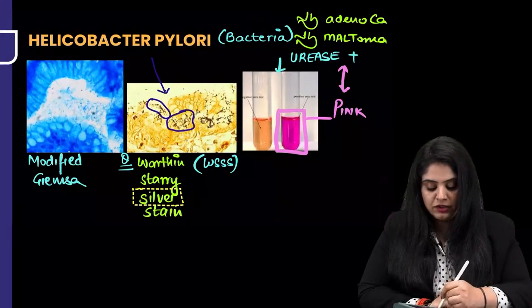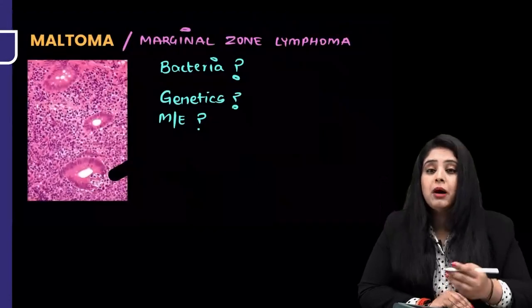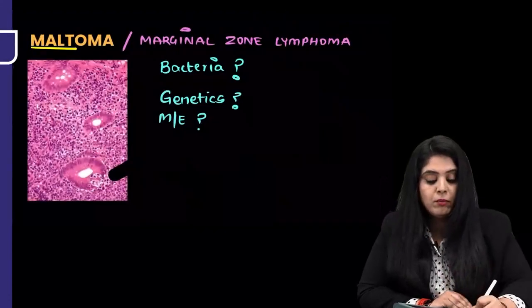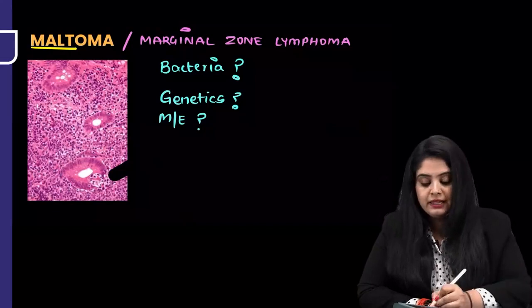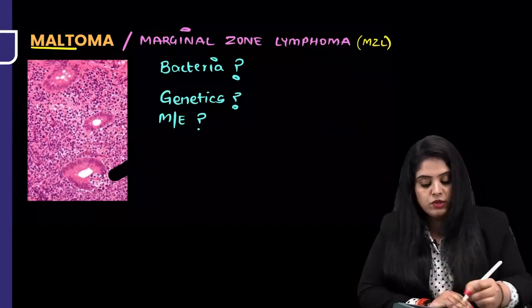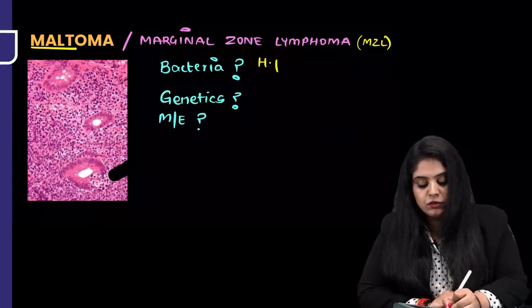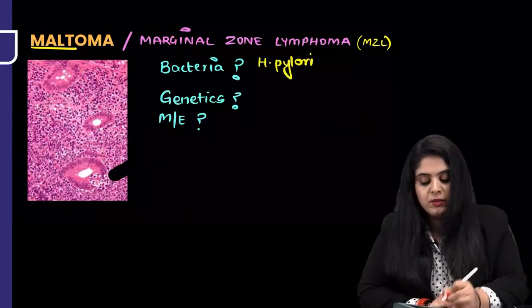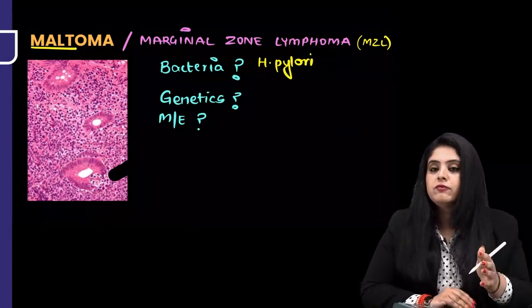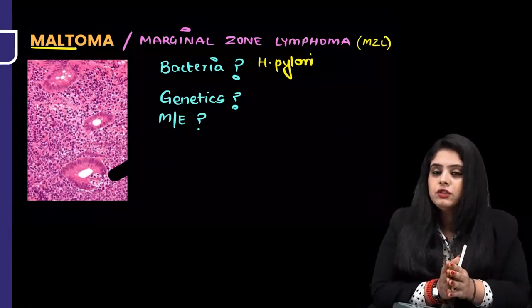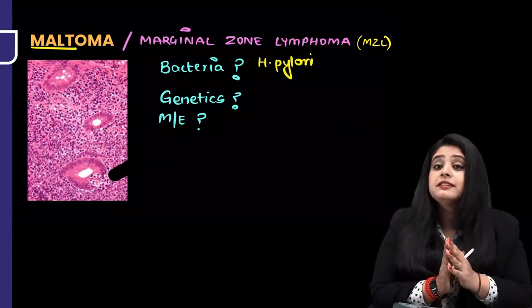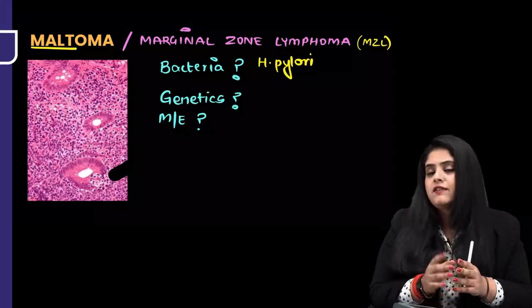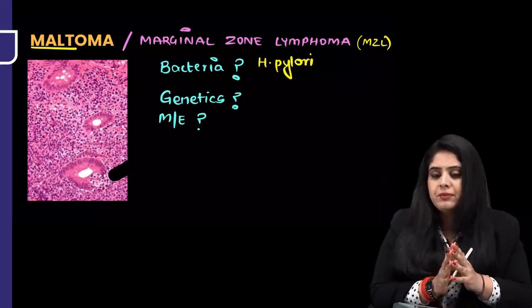So they will now ask you what are the different types, or what are the things that you have to know for a maltoma. Maltoma means lymphoma. Which lymphoma? It is MZL, marginal zone lymphoma. So I've already told you which is the bacteria that is associated with marginal zone lymphoma. Maltoma or marginal zone lymphoma means the same. So with marginal zone lymphoma, you have something known as H. pylori. Same question I will ask you when I go to the hematology rapid review.